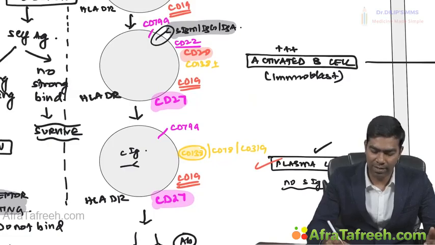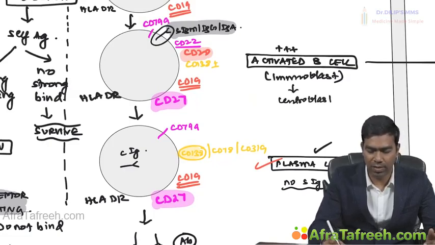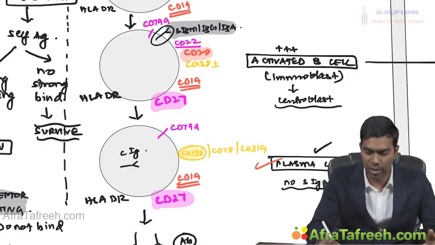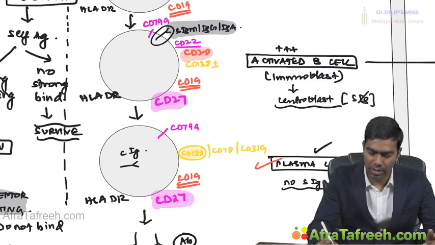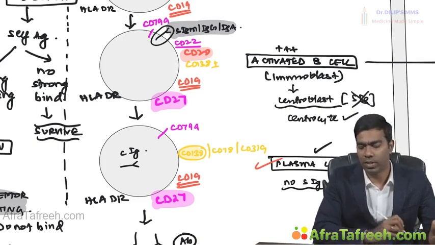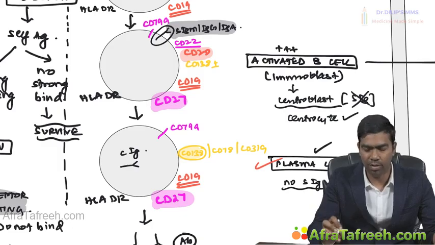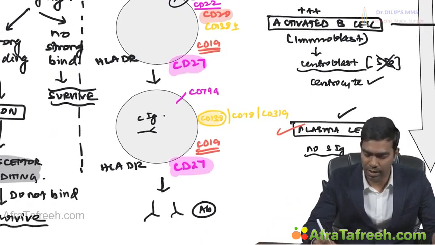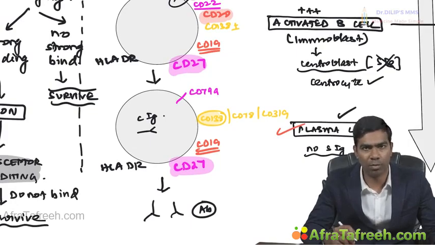Remember, even in the activated B cell, one important point is there is a stage called the centroblast stage, which I will discuss in detail in some time. The centroblast stage does not express a surface immunoglobulin, but there is a centrocyte stage which starts expressing surface immunoglobulin. Clear? So in general, the most important point to remember is that plasma cells do not express surface immunoglobulin. So where is the immunoglobulin in the plasma cell?